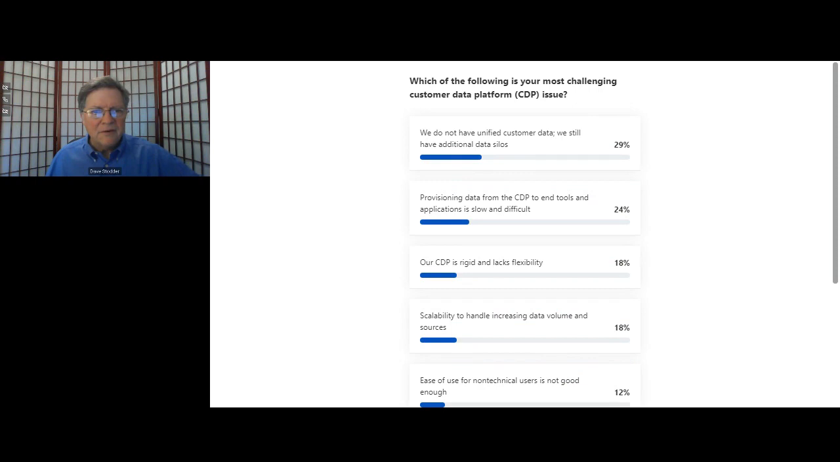So 7%, or 7.7%, say that it is scalability issues. And 38.5% saying they don't have the unified customer data. So that kind of goes along with the 50% that we had before.